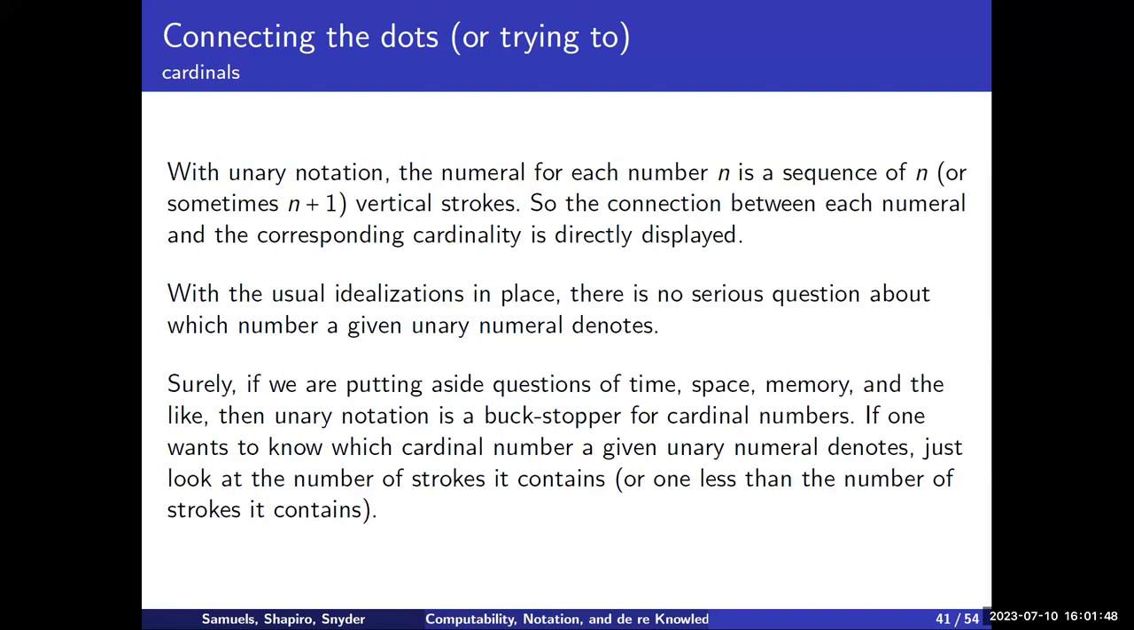With unary notation, the numeral for each number n is a sequence of n, or sometimes n plus one, vertical strokes. So the connection between each numeral in unary notation and the corresponding cardinality is directly displayed. With the usual idealizations in place, there is no serious question about which number a given unary numeral denotes, because it actually just displays that cardinal number. Surely if we're putting questions of time, space, memory, and the like aside, then unary notation is a buck stopper for cardinal numbers. If you want to know which number a given unary numeral denotes, just look at the number of strokes it contains.